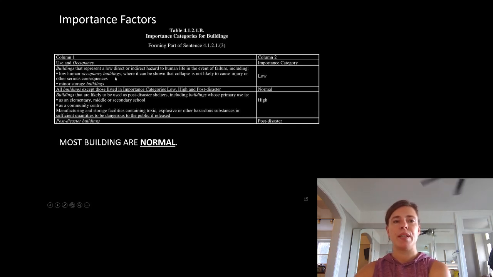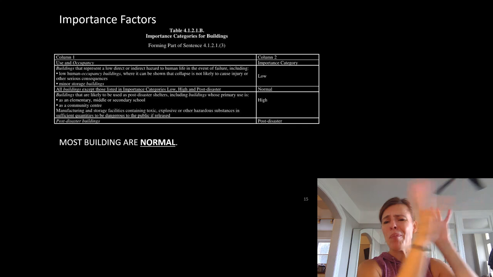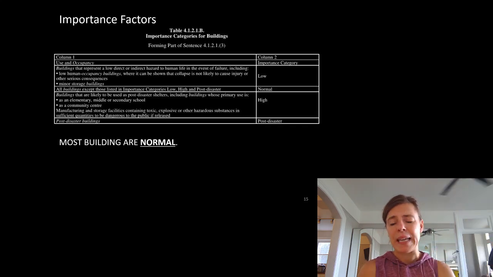So these would be low human occupancy buildings where it's shown that a collapse is not likely to cause injury or other serious consequences. That would be something like maybe a barn that you just have storage in, your tractor trailers in. Yeah, sure, you go into it to drive your tractor out, but you're not in there very often, and you're rarely going to be there in the event of a high-risk event, like a big windstorm or a big snowstorm. You're probably not out puttering around your garage or your barn. Your garage would be a normal building because it's attached to your house and you use it all the time. I'm talking about that kind of remote building that's unlikely to be used.